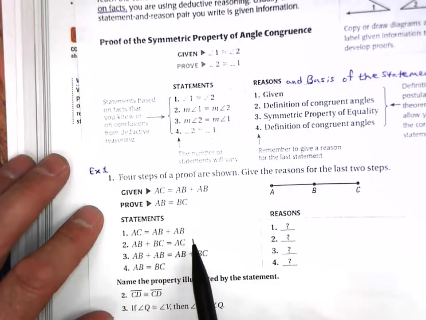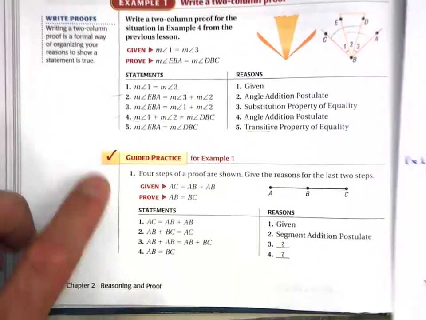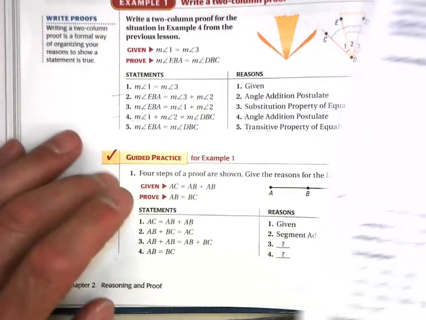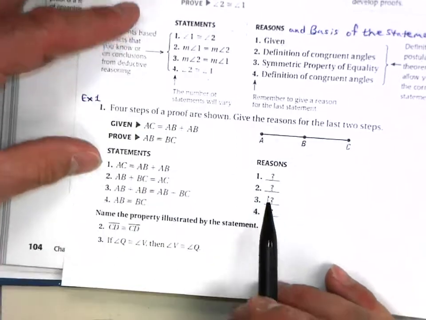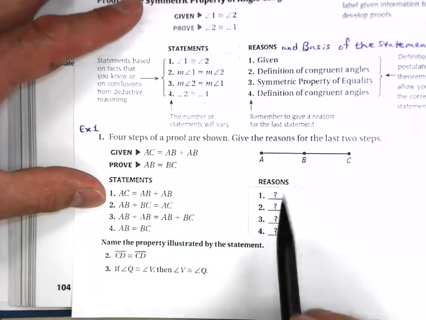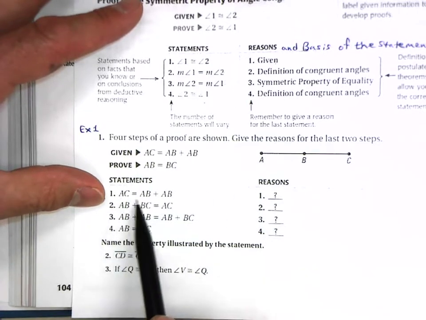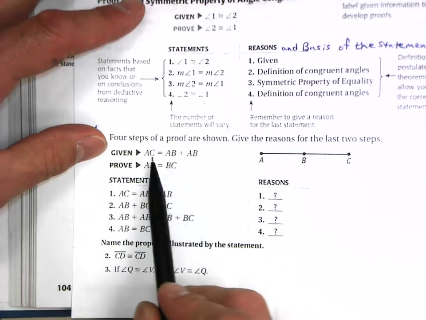So you are ready now for the guided practice number one that you have in the book and that you see written here in your notes. So again, this is a two-column proof. Here are your statements on the left, and give me the reason. So where do they get this statement from? Here's a small hint right there.